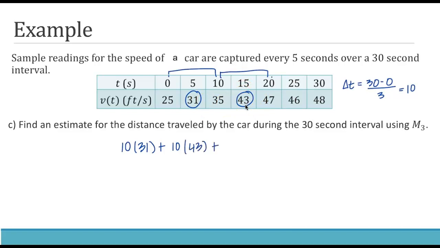And then finally, between 20 and 30, that's also 10. So each of these was 10 seconds. And the height at the midpoint, 25, is 46. So we have 10 times 46. And the units there are going to be in feet. So my final answer is 1,200 feet on this one. Because again, each time we were multiplying seconds times feet per second, seconds will cancel to just give us feet.